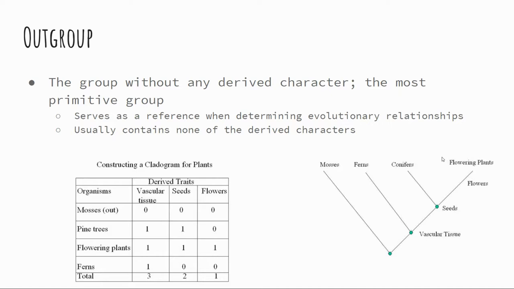An outgroup. So an outgroup is a group without any derived character and is the most primitive group. It serves as a reference when determining evolutionary relationships. And we'll work on it in class, and I'll put out another video of how to do a cladogram.